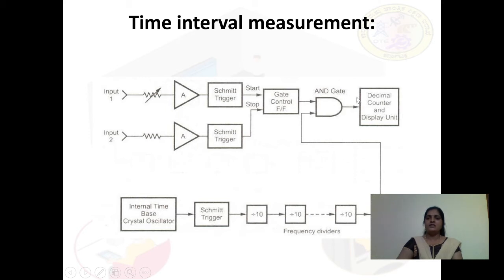Now finally the decimal counter will count, and it will display with the help of a display unit. In this way we are measuring the time interval. So it is also referred to as a digital measurement of time, using digital blocks, and finally the output of this time measurement will be in digital form.